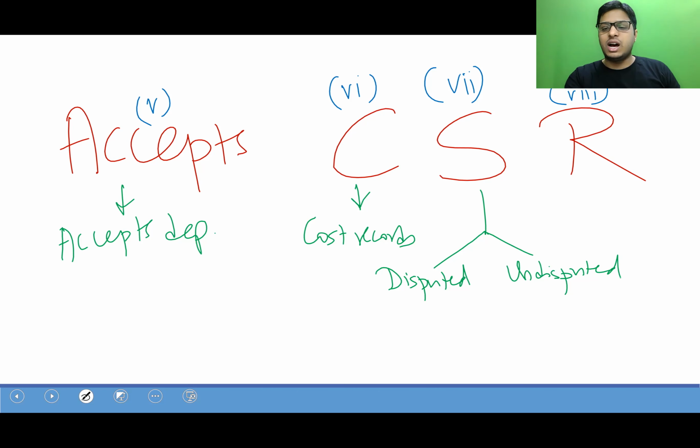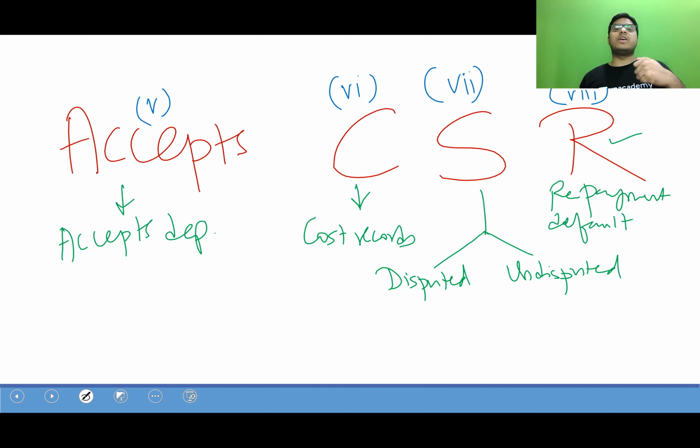Finally, we are looking at R. R is very simple, that is repayment of loans. If you have done any default in repayment of loans, where we had taken a loan but have done a repayment default, and the loan was taken from FB God. What is FB God? Very simple: financial institution, banks, government, and debenture holders. So if you have done a repayment default, that is your clause number 8. Very easy. Let's go to the next part.